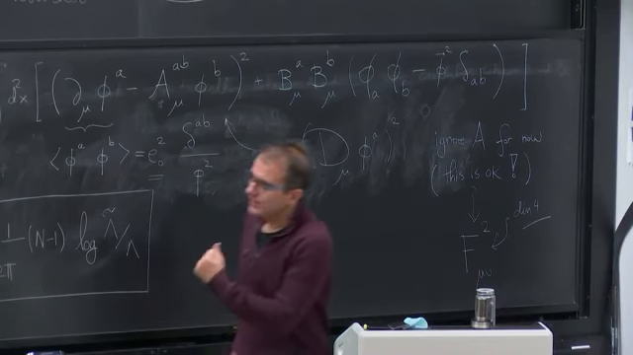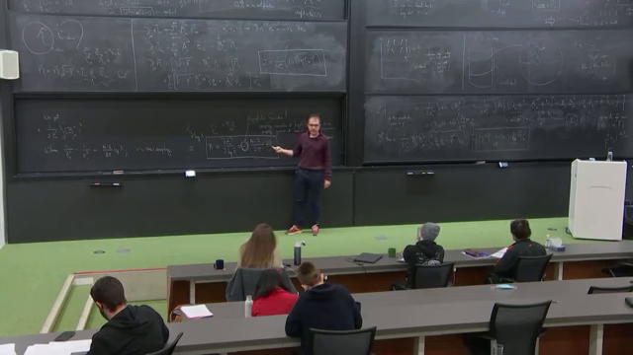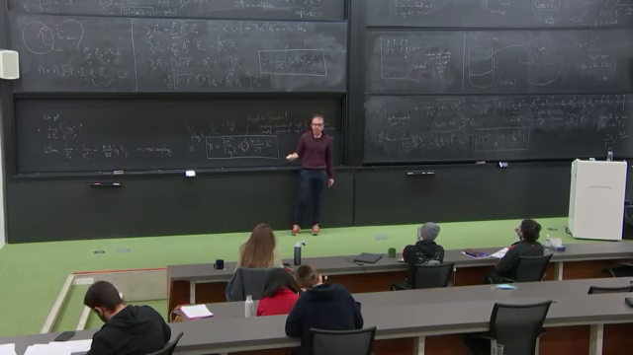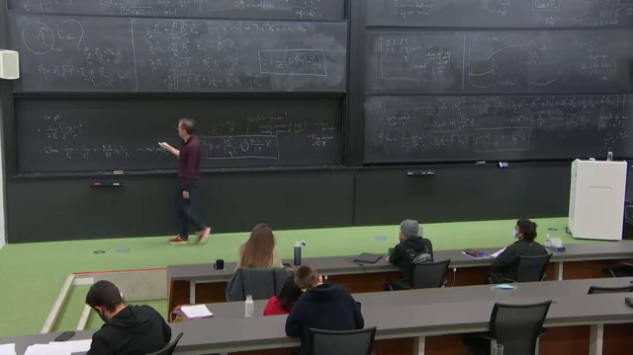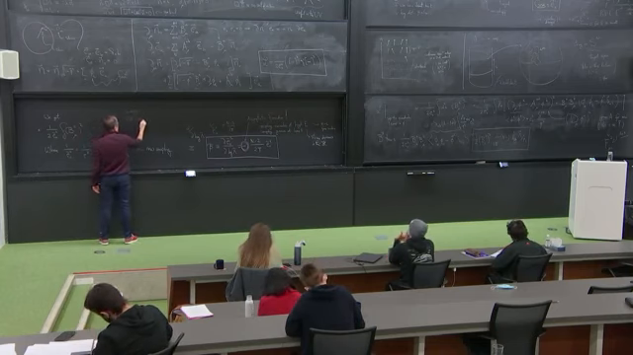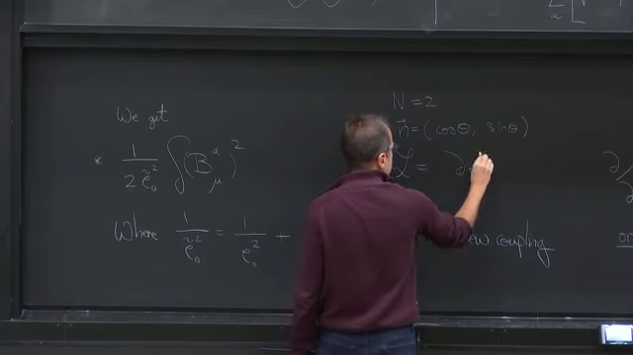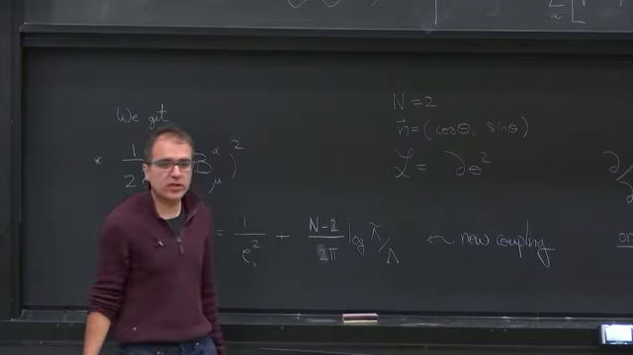Second comment is the n minus 2. This n minus 2 means the beta function is 0 when n is equal to 2. But that's fine, because when n equals 2, if you parameterize your vector as just cosine theta, sine theta, your Lagrangian becomes just d theta squared. And indeed, the theory is free.